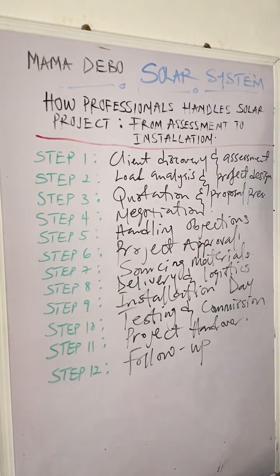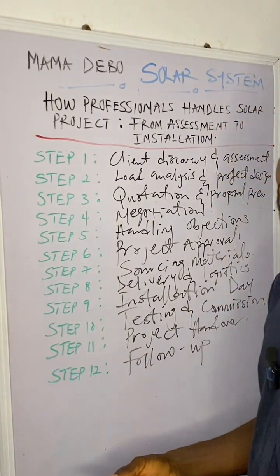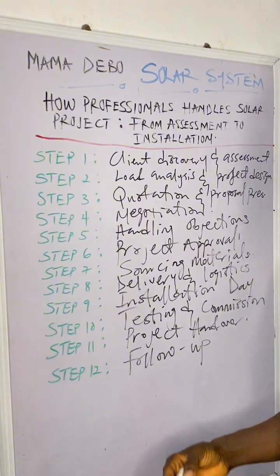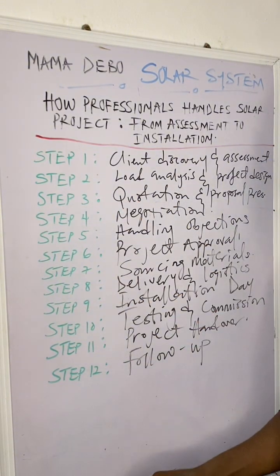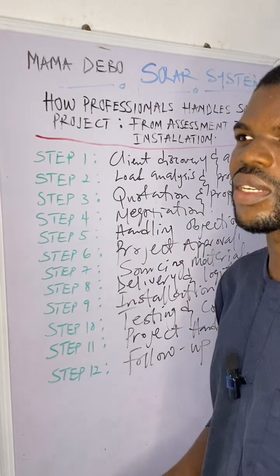Now, I want to ask, which of these steps is more important in solar installation? Which of them, out of these 12 steps, is more important?